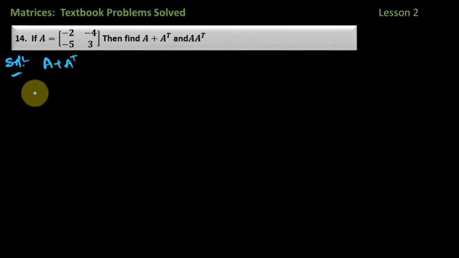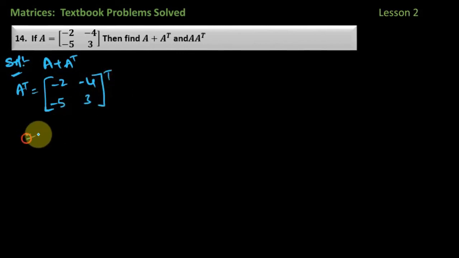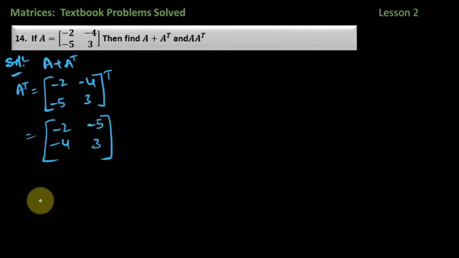This is very simple. First we should find A transpose. A transpose means what? So transpose of A, that is, first we'll write matrix A. For this we'll find the transpose. Means my row will become column, this will become minus 2 and 4. And this will become minus 5 and 3. So this is the A transpose. Now I should add with A. So A plus A transpose.